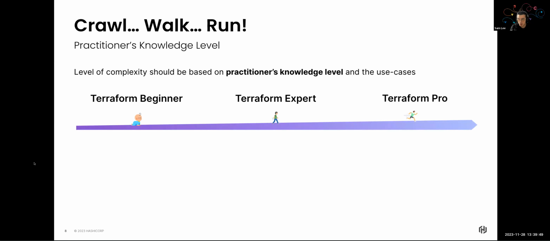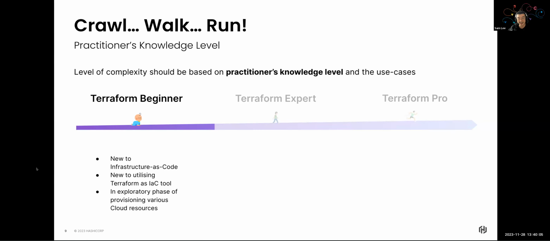And we're going to take a look at your practitioner's knowledge level first. And I always do it in three parts because there's always different levels, and having a little bit more tiering helps us identify who our users are and what the use cases are like. So firstly, we have Terraform Beginner at the crawling stage. These are the guys or the ladies who are new to infrastructure as code. They are new to using Terraform as the IaC tool, and they're also in this phase where they're trying to learn how to automate a lot of different things.